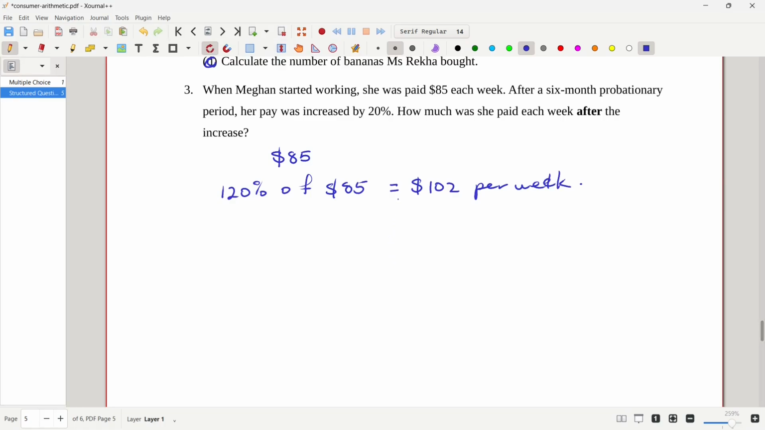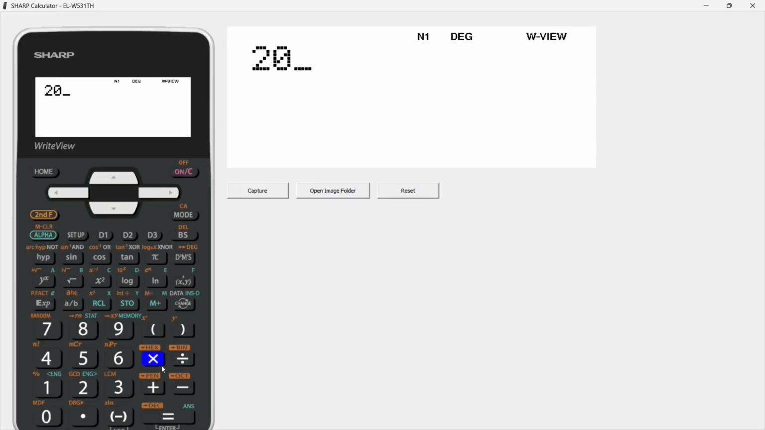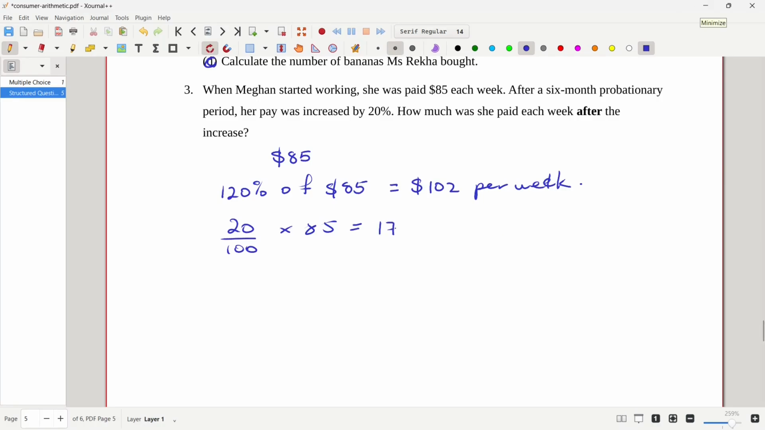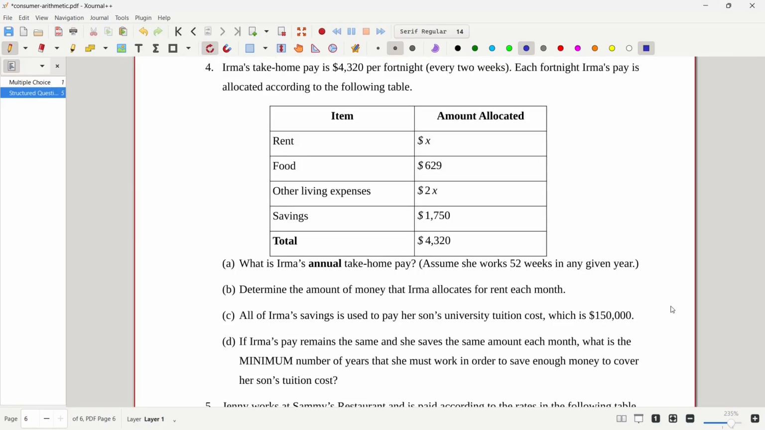Nothing difficult there. Now, as I said, you can just simply take 20 divided by 100 times 85 to find out the value of this. $17, and then I can take the 85 and add to my 17, and that would be equal to 90 plus 12, 102. Same thing. I'm just doing that to show you get the same answer. All right, let's do number 4.